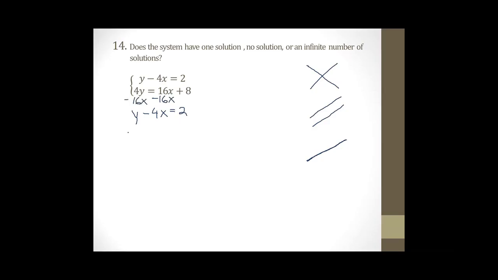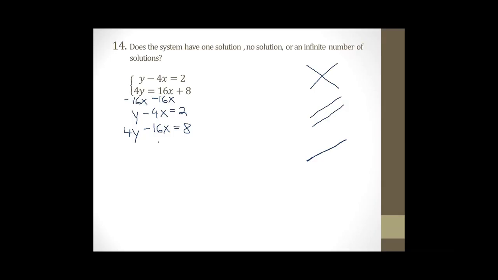So now I have 4y minus 16x, which is equal to 8. So I lined up my variables perfectly. Now I can use the elimination method, or also called addition method, to be able to cancel out one of the variables.